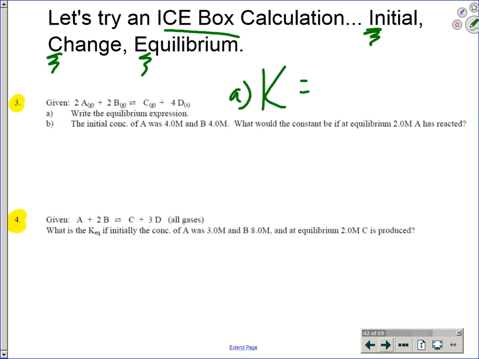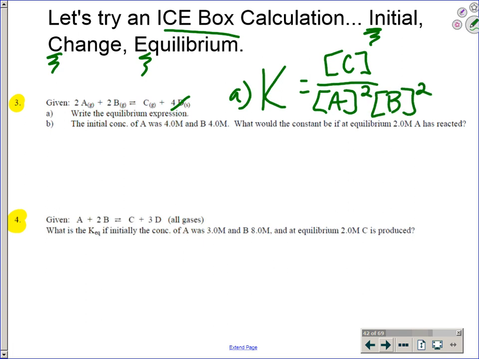Ready when you are. Concentration of C over, okay, because we're excluding D as a process because it's a solid. Over what? A to the second times B squared. Okay, we always write the expression first because if not, we forget to include squares and cubes sometimes.